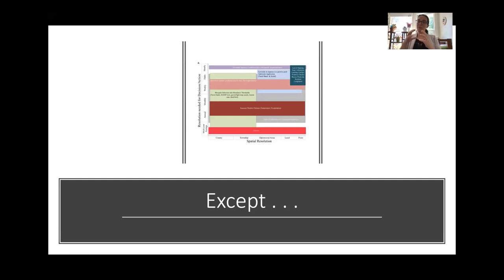Operational levels being local, streets, blocks. They can't do everything everywhere all at the same time. So they have to decide, which neighborhood am I going to go into and treat for mosquitoes right now?